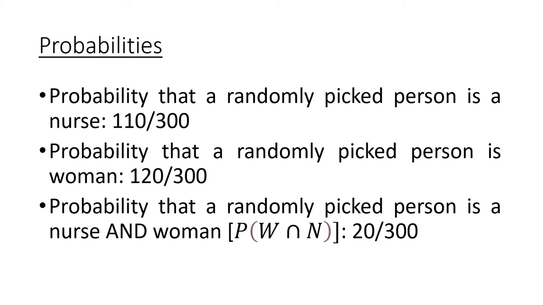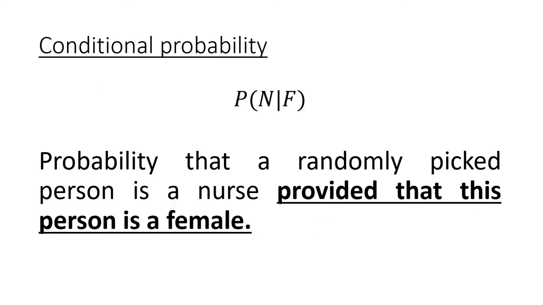So I believe it's perfectly clear for you because here we already discussed what you already know, and now we can actually introduce the notion of conditional probability. So this is how you denote it, and this is how you read it literally. This is a probability that a randomly picked person is a nurse, provided that this person is female.